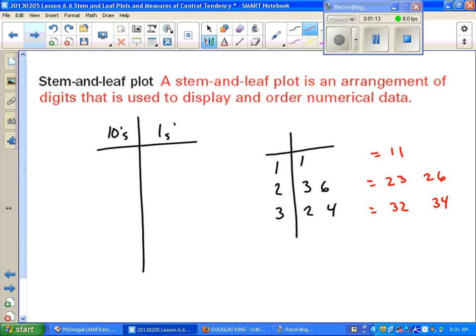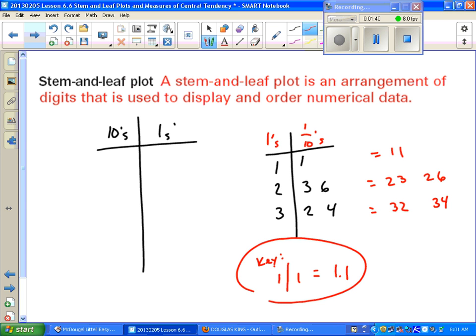However, if you add a key to it and you say that the stem, like a key would show 1, 1 equals 1.1, then that means this turns into the ones place and this will turn into the tenths place, like the example you'll see in just a couple of minutes. You have to have a key that shows that, otherwise you have to assume it's tens and ones.